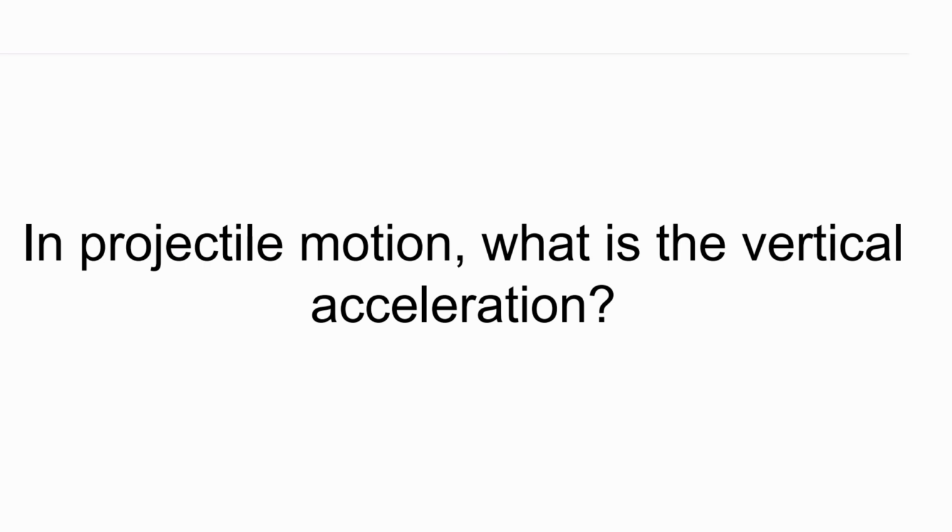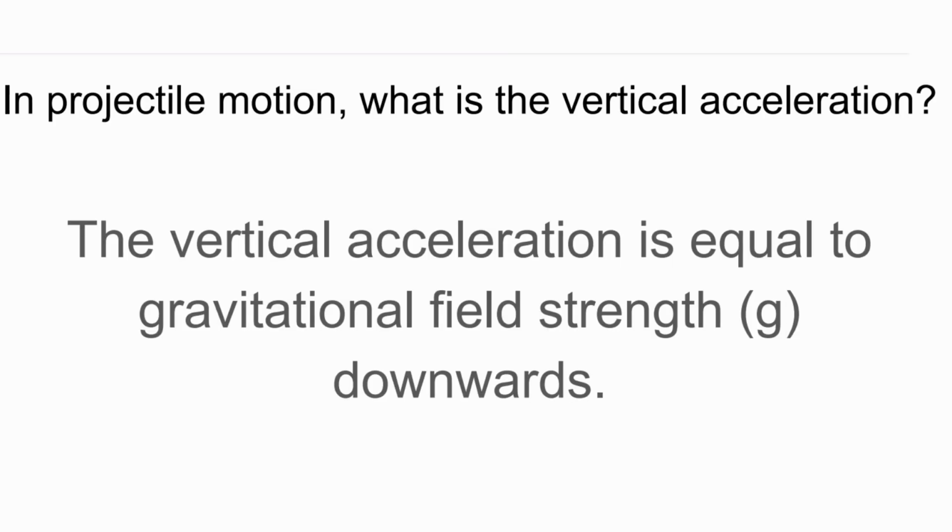In projectile motion, what is the vertical acceleration? So the vertical acceleration is equal to the gravitational field strength downwards, where the gravitational field strength of Earth is negative 9.81 meters per second squared.